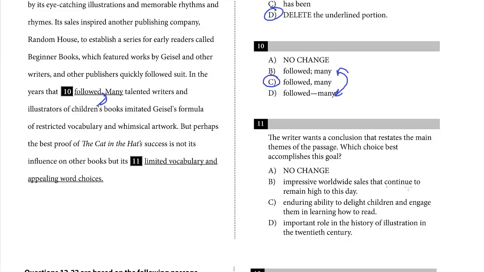Impressive worldwide sales that continue to remain high to this day. This might be tempting, but the whole passage is not about the sales of Dr. Seuss. It's really about the enduring ability to delight children and engage them in learning how to read. Remember, the whole passage, the reason he was selected in the first place was because children weren't reading, and then he created these books that really shifted the direction of children's reading, and it influenced others, and it's enduring to this day. It's delighting children and engaging them in reading. That was the problem. So the answer is C. It's not an important role in the history of illustration. The answer is C.